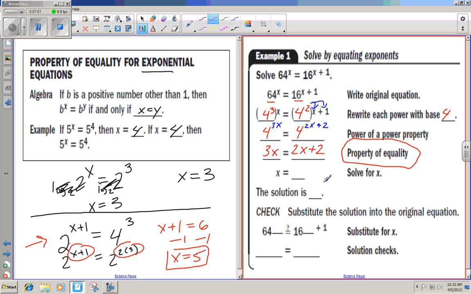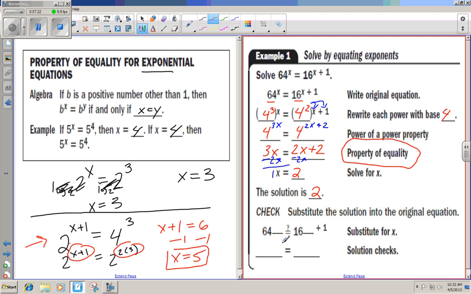And now it's a matter of solving for x. You solve for x here by subtracting 2x. 3x minus 2x gives me 1x, and all you're left over with is a 2. So the solution is x equals 2.